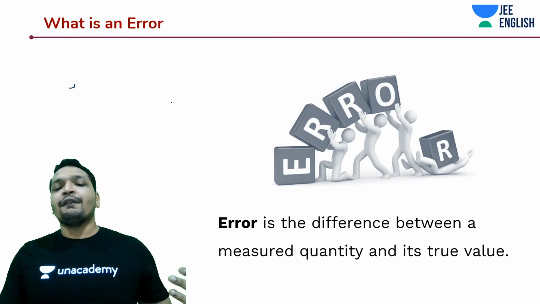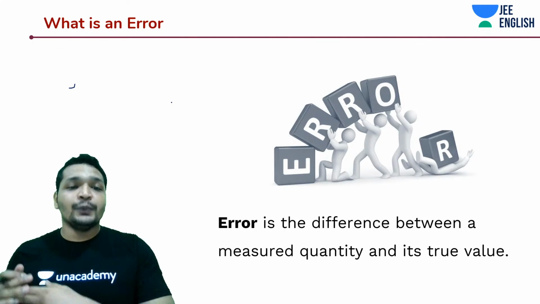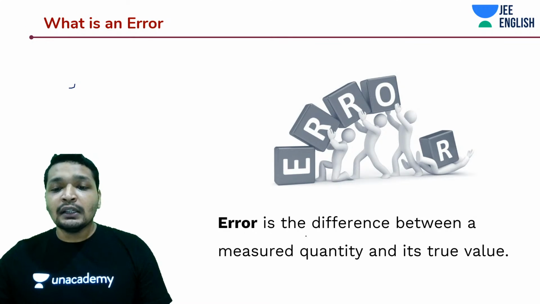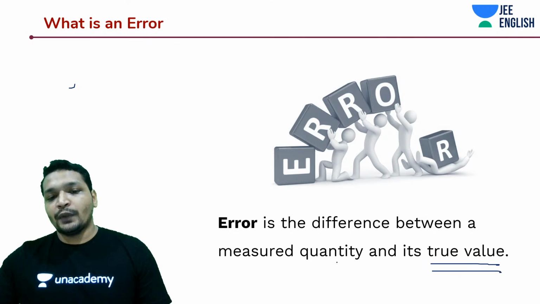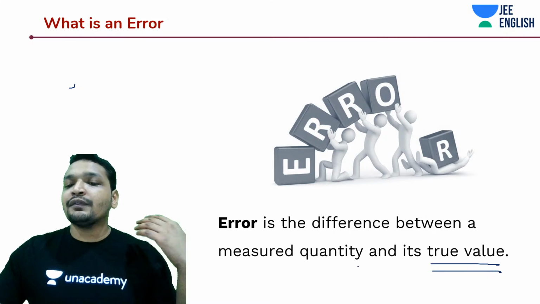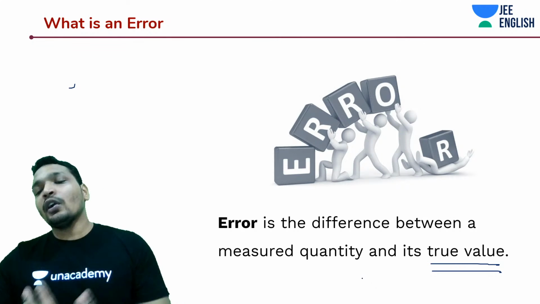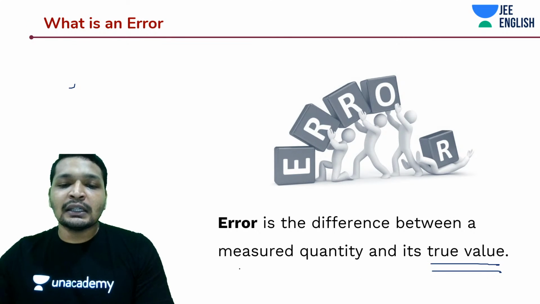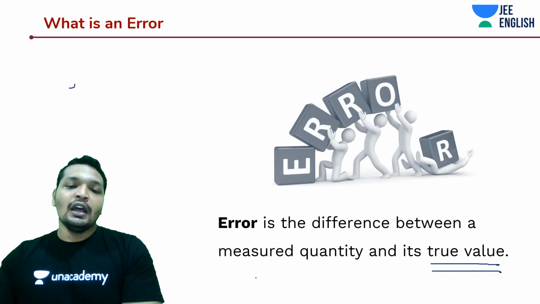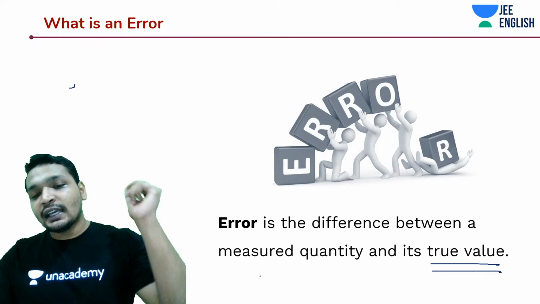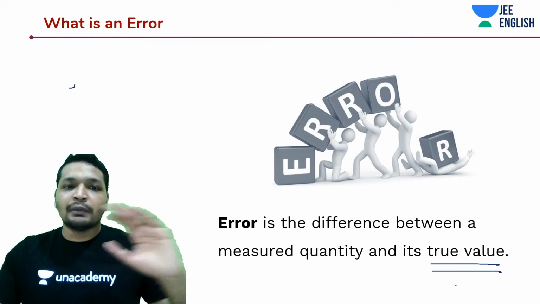So error is the difference between the measured quantity and its true value. A true value is something that we have already defined, or we are going to derive. And a measured quantity is nothing but what we are measuring on that scale at that moment. Why am I specific about that scale and that moment? Because your true value is based on very accurate measurements.